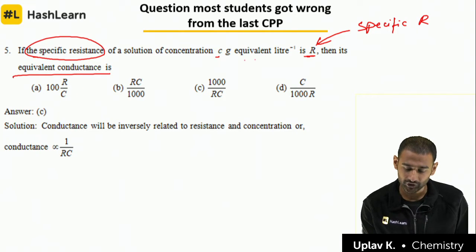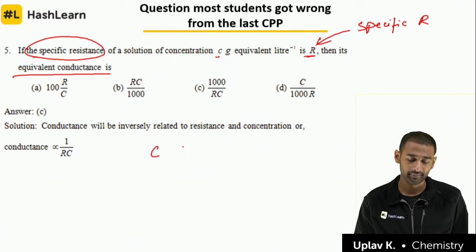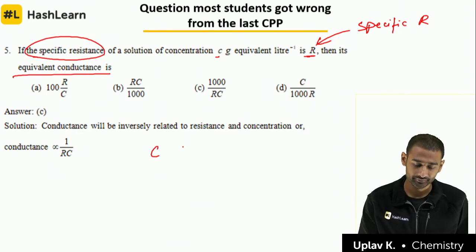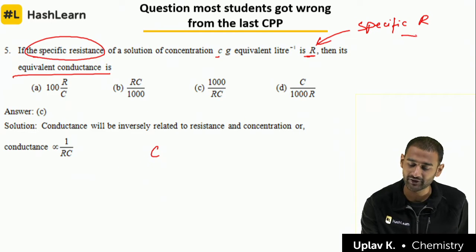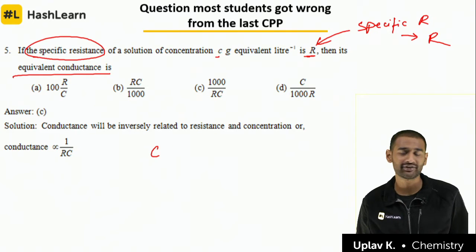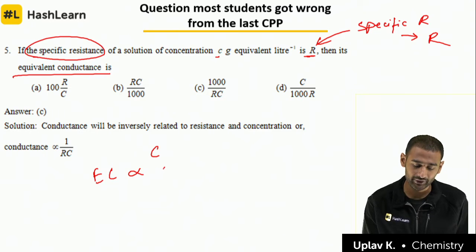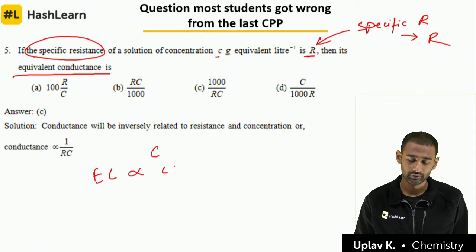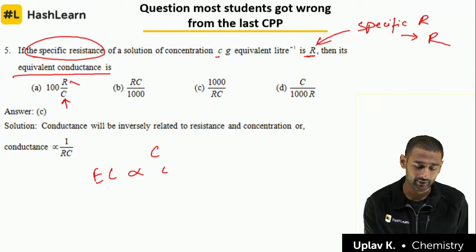So just look at the question. Then its equivalent conductance. So what can be the value of conductance? Okay. So if you look at this thing, right? Equivalent conductance. Can I say that specific resistance depends on the resistance, right? Specific resistance will depend on resistance. Okay. So equivalent conductance will definitely depend on conductance. Fine. So what are you seeing here? This C is what? This C is the concentration. Okay. And this R is what?